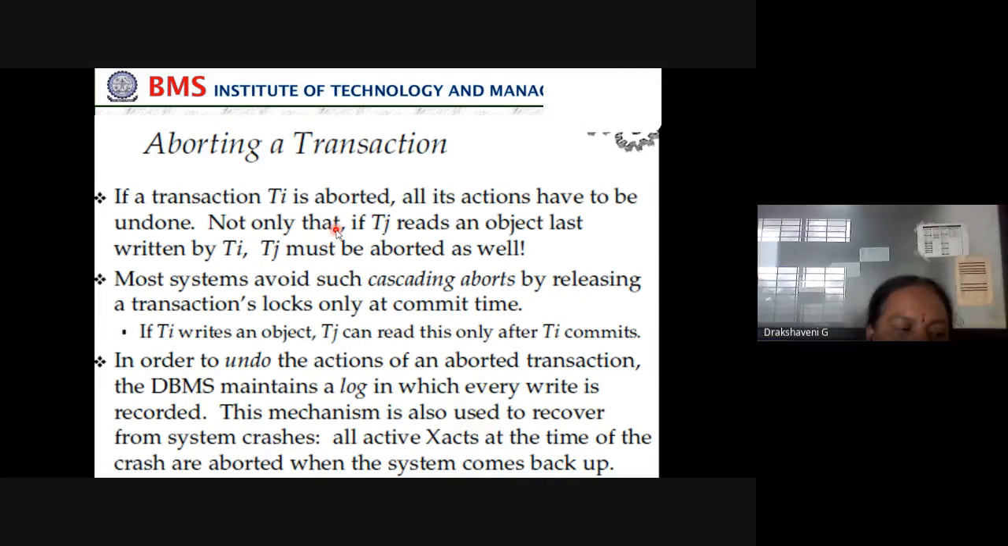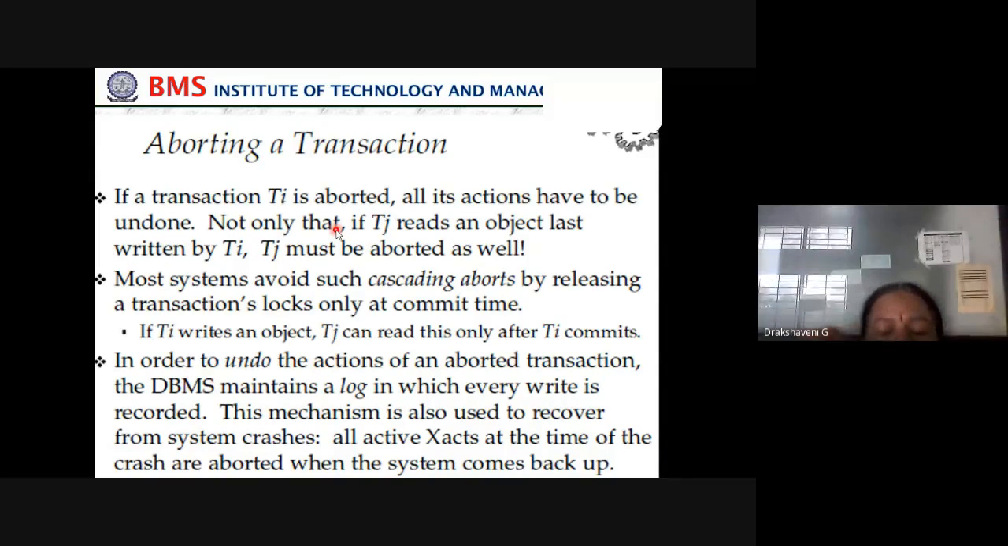Now let us see how the abort transaction is being done. If a transaction Ti is aborted, all its actions have to be undone. Not only that, if Tj reads an object last written by Ti, Tj must be aborted as well. Most systems avoid such cascading aborts by releasing a transaction's locks only at commit time. If Ti writes an object, Tj can read this only after Ti commits.